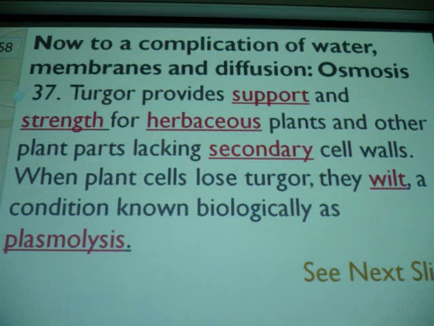Alright? Now, turgor is what gives you support that holds. Now, see that word herbaceous? That's where the word herb comes from, not herb, herb. Those are herbaceous plants. The H is kind of silent. Herbaceous plants, they got the pretty green stems.